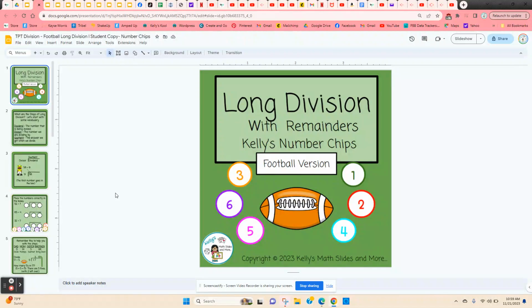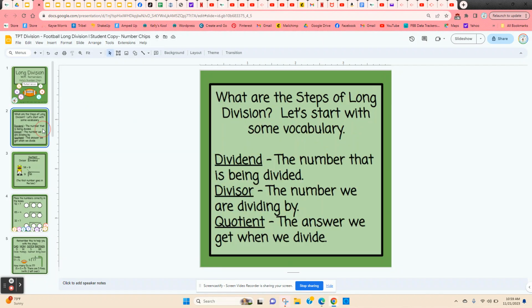Long division with remainders using number chips. This is the football version. So this is a digital lesson teaching the steps of long division.